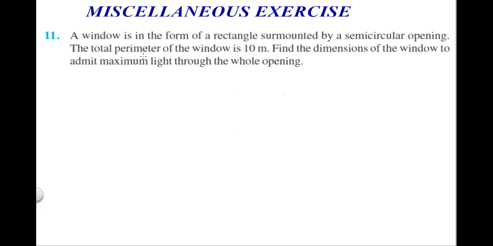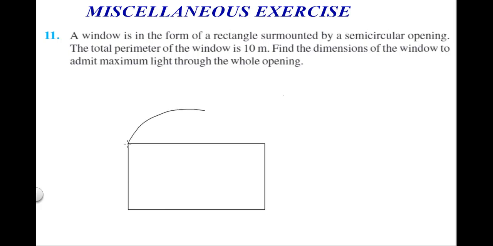Suppose this is question number 11. It is a window in the form of a rectangle. So let me form a rectangle. Suppose this is the window in the form of a rectangle, and then they are saying surmounted by a semicircular opening. So we have a semicircle at the top of it. Right. I am just drawing it roughly.